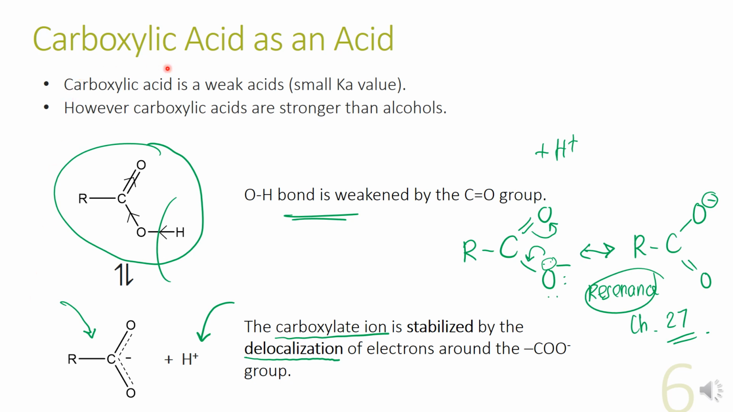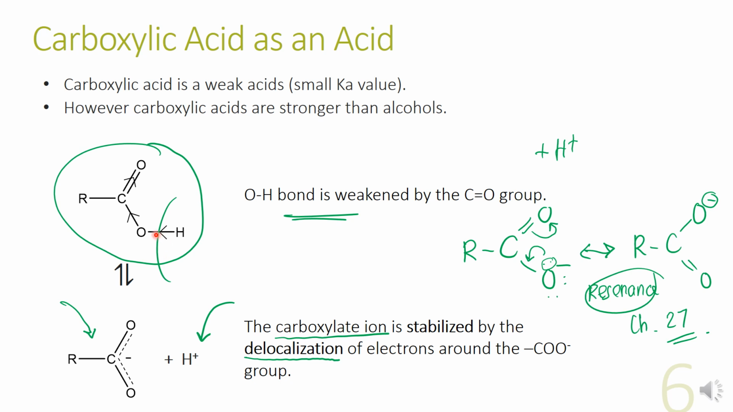Carboxylic acid behaves as an acid. So yes, it is an acid, however, it is a weak acid. It has a small acid dissociation constant value. But even though this is a weak acid, it is not as weak as alcohol. Still, carboxylic acids are stronger than alcohols. Okay, again, let us see why this acid loses the H plus ion.